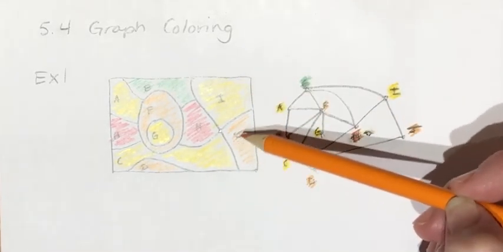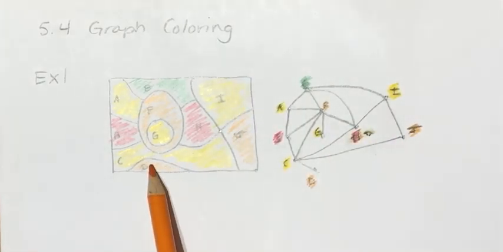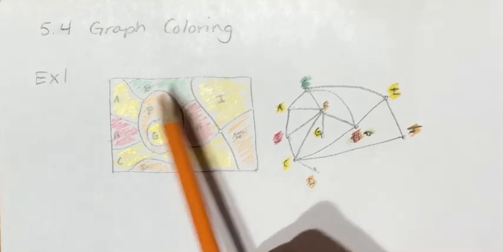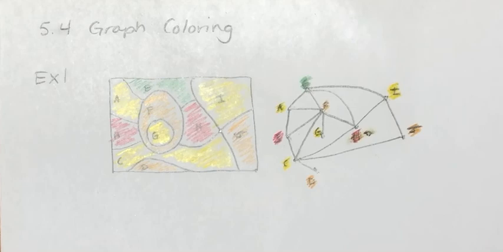This orange doesn't touch any other orange. This doesn't touch any yellow. This doesn't touch any yellow. This doesn't touch any orange. Doesn't touch any red. Doesn't touch any green. Yellow, red, and we're good. Okay?